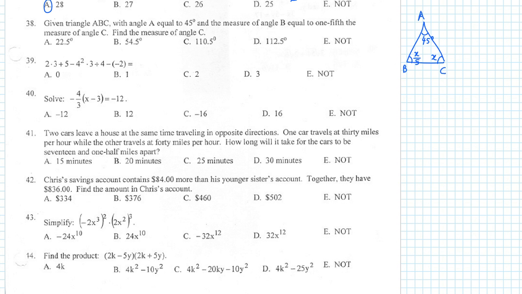So we have to find the measure of angle C, which is nothing but x. We know that the sum of angles in a triangle is equal to 180 degrees. So that means 45 plus x over 5 plus x is equal to 180 degrees. So we can subtract 45 from both sides. So this will give us 135 on the right side, and this will cancel. x plus x over 5 is nothing but 6 over 5 times x.